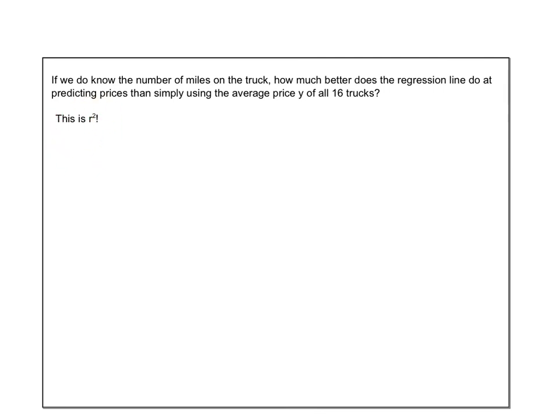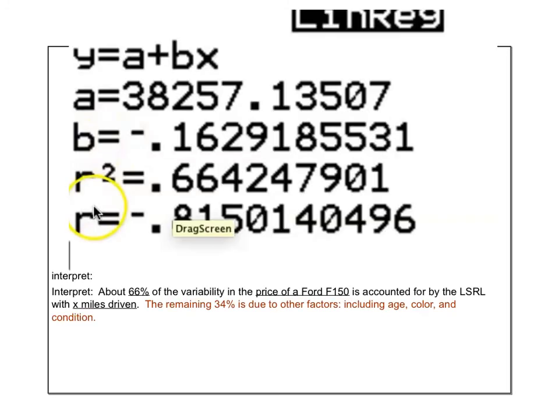So we want a high r squared value if it's a good model. So a low standard deviation of the residuals, but a high r squared. So from my graphing calculator, I saw an r squared of 0.66. So I interpret this as, I say, about 66% of the variability in the price of a Ford F-150 is accounted for by the least squares regression line with x miles driven.